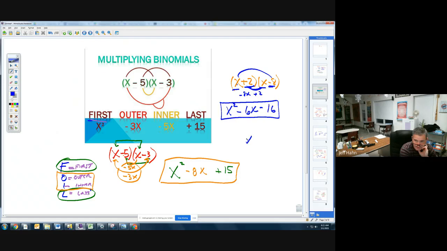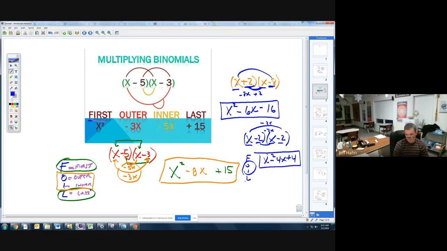Let's do another one. How about x minus 2 times x minus 2? The answer to that is going to be x squared minus 4x plus 4. Why is that the answer? Well, if we use FOIL, the two first terms, x times x, will give me x squared. The outside and the inside terms are going to be able to be combined, and for both of them, you actually get a minus 2x. Outside, inside, which gives you minus 4x. And then your last term, when you multiply the two negatives, is plus 4. X squared minus 4x plus 4.